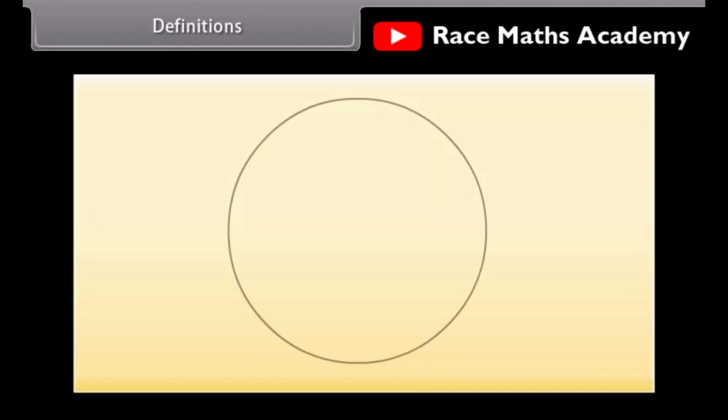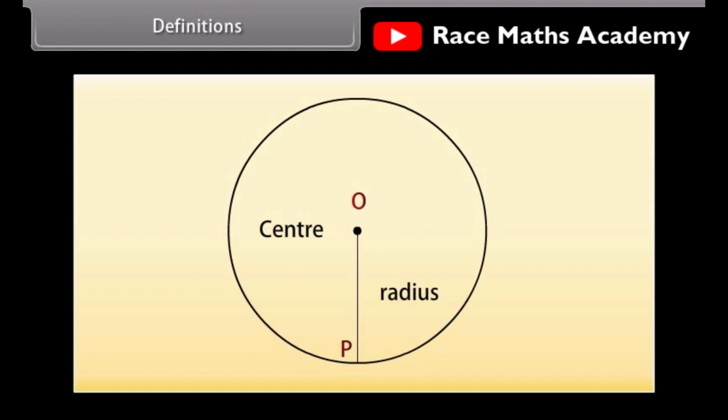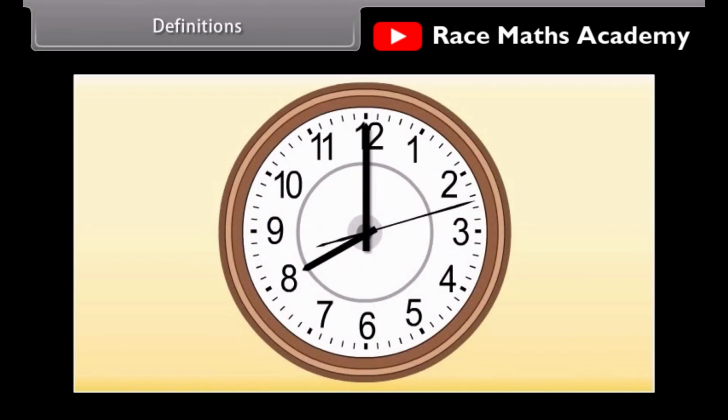Definition. Look at this circle, and now look at this dot in the circle. This is a fixed point and is called the center of a circle. We can make a radius with this point. Radius is the line from the center of a circle to a point on the circle. In this figure, OP is the radius. Look at this clock now. It is round in shape, or we can say that it is circular in shape.